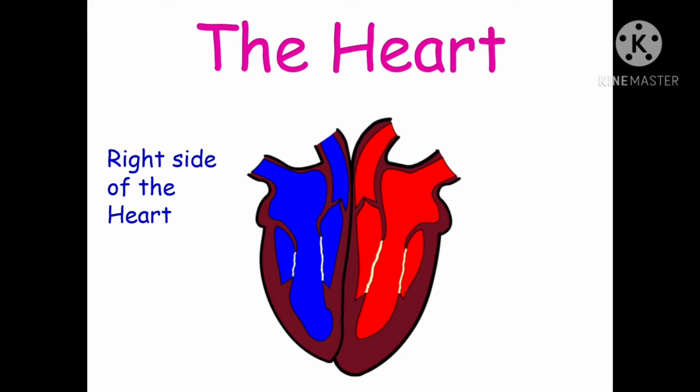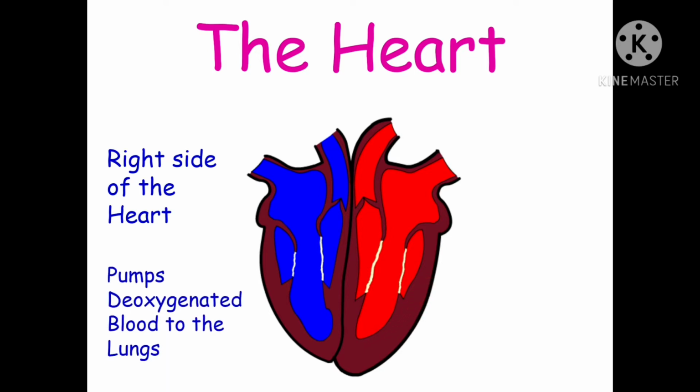So the right hand side, which is this side, as you look it's the left side, but that is the right hand side of the heart. You can tell it's the right hand side of the heart because often on diagrams it's the blue side because that has deoxygenated blood. It also has a slightly thinner wall than the other side, the left side has a thicker wall. So it pumps deoxygenated blood to the lungs. So blood comes in there, deoxygenated, and it's pumped out to the lungs from that right side.